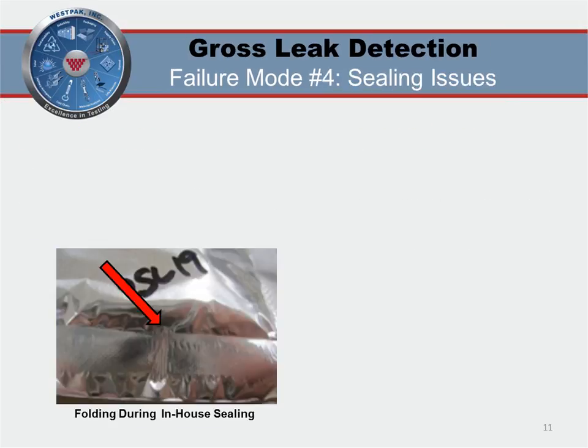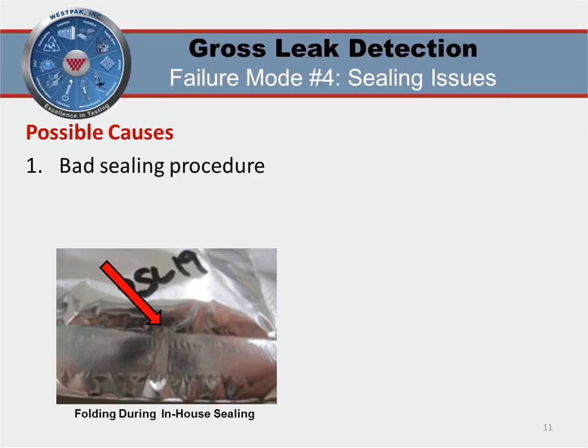The last gross leak detection test failure mode that we'd like to discuss is caused by sealing issues. As you can see on the pouch, the in-house seal has a lot of creases. This was most likely caused by folding of the material during the sealing process. There are a lot of times where we even see in-house seals that do not appear to have been sealed at all. Just doing a quick inspection of the seals would easily flag this.